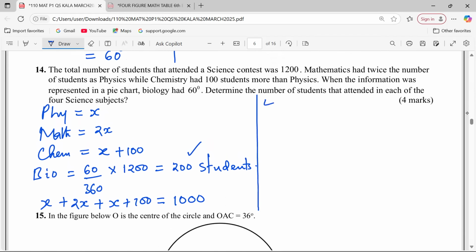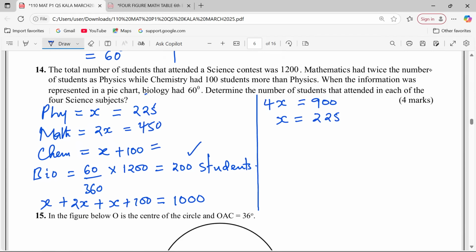So when we add up, this is 4X equals to 900. So the value of X shall be, we take 900 and we divide it by 4. This gives 225. 225 students will sit for physics. Sorry, physics is already written, so we write 225. Then for mathematics, we multiply this number by 2. This is 450.